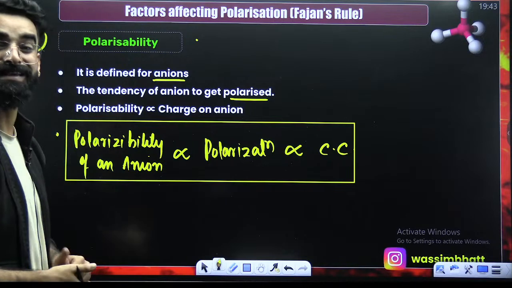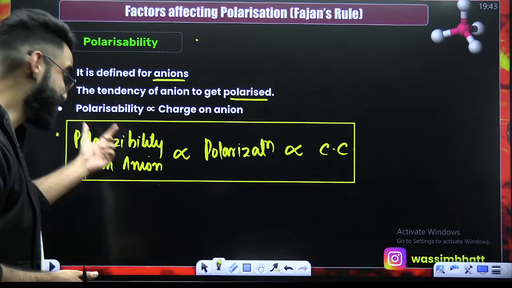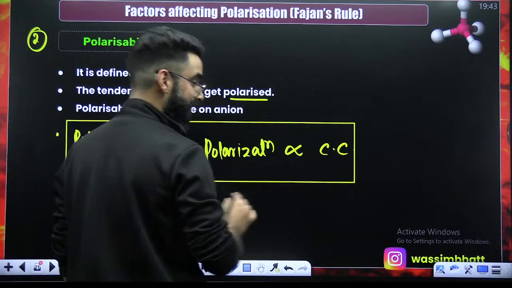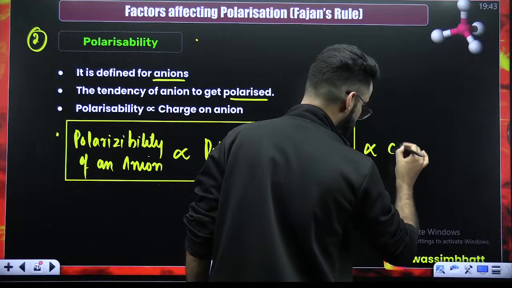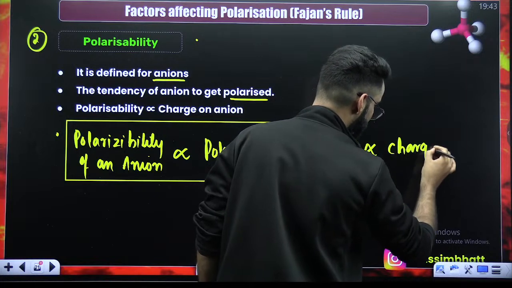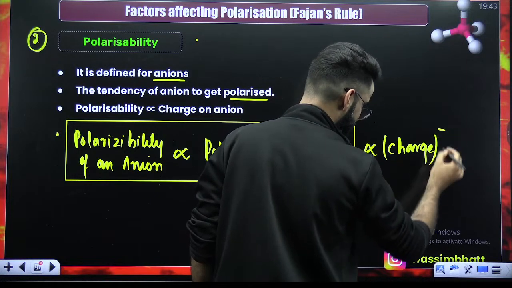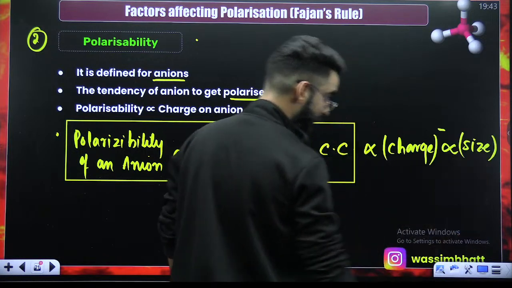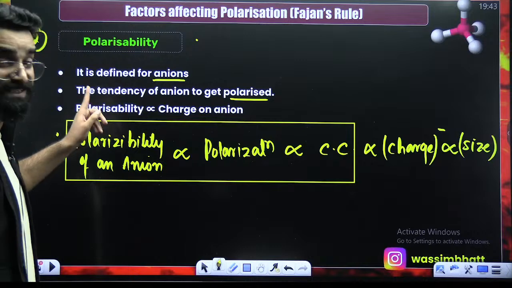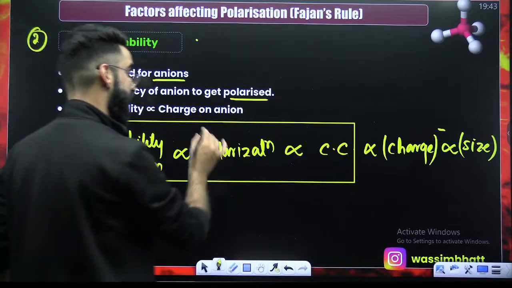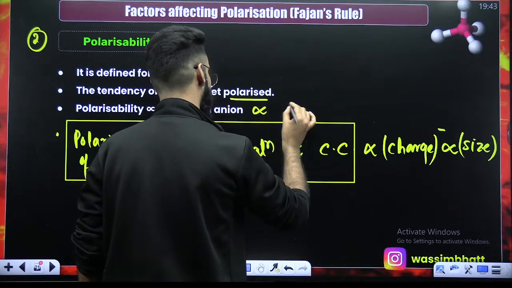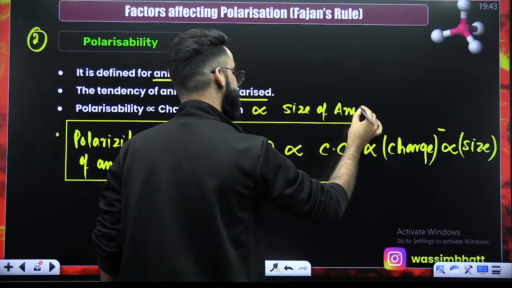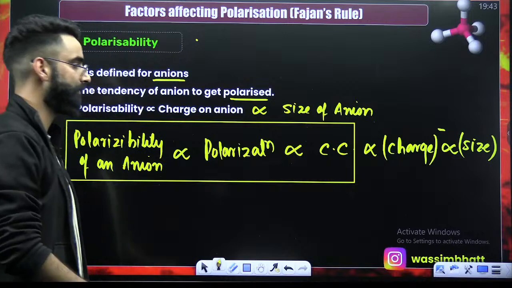Now, this polarizability of anion is directly proportional to charge on anion, which is basically the negative charge on anion, and is also directly proportional to size of anion. Okay? So remember, polarizability of anion is directly proportional to charge on anion and also directly proportional to size of anion.